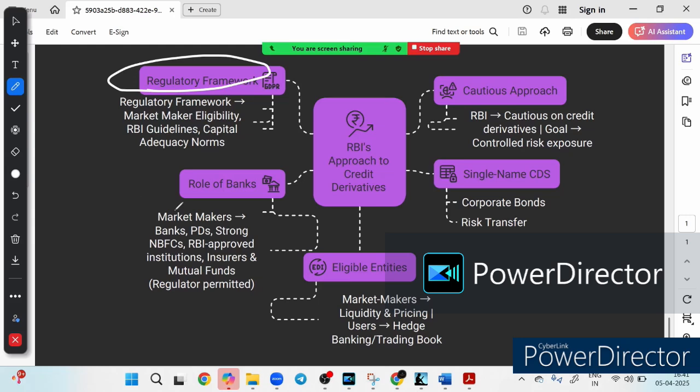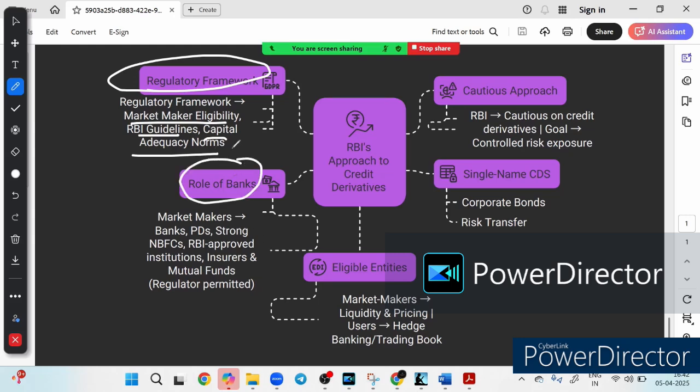So what are some key regulations? Like market maker eligibility, which means only approved financial institutions can trade. Second is the RBI guideline. It defines what is allowed and what is not. Then we have capital adequacy norms. That means it ensures that financial institutions have enough capital to absorb the loss. Because without these rules, reckless trading could lead to another financial crisis.